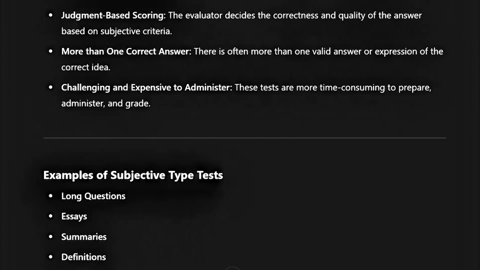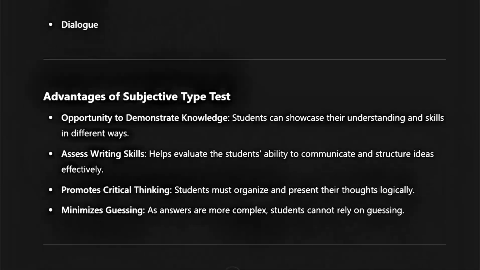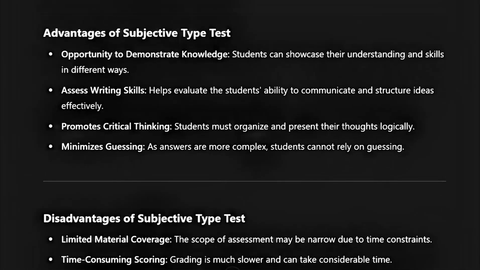Examples of subjective type tests: long questions, essays, summaries, definitions, stories. Advantages of subjective type test. Opportunity to demonstrate knowledge: students can showcase their understanding and skills in different ways. Assess writing skills. Helps evaluate the student's ability to communicate and structure ideas effectively. Promotes critical thinking. Students must organize and present their thoughts logically.